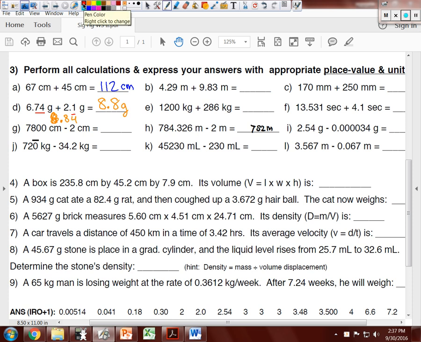Okay, all right, looking at the next one. Do either of those two numbers have decimal places? Nope, so you just subtract with no decimal. So what's 7,800 minus 2? Very good, 7798. And what's your unit? Centimeters. Okay.